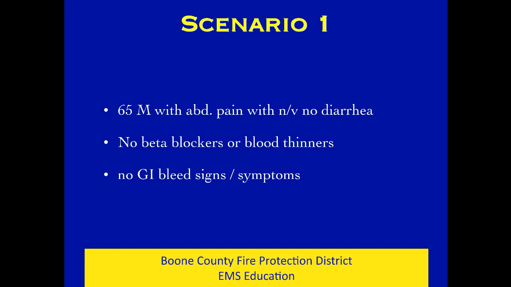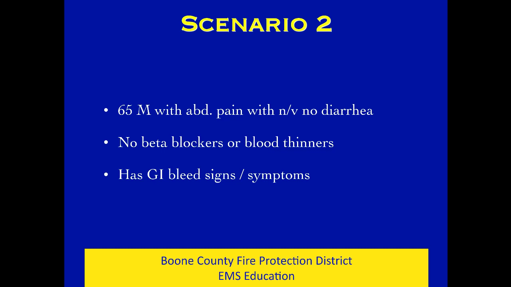We're going to run a couple of scenarios with this. The first one's going to be fairly straightforward. 65-year-old guy with belly pain, has some nausea and vomiting, no diarrhea, nothing complicated in his med list, no GI bleed symptoms. So really, it's a matter of, is he low on volume? Is he low on sugar? Is this a AAA or something else? Is this a cardiac thing? And we'll practice managing that efficiently and effectively.